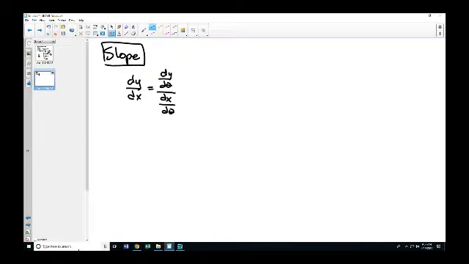But in polars, what is y equal to? r sine theta, if you convert to rectangular, remember? And x is r cosine theta, right? So you are actually using implicit differentiation to get a polar slope.